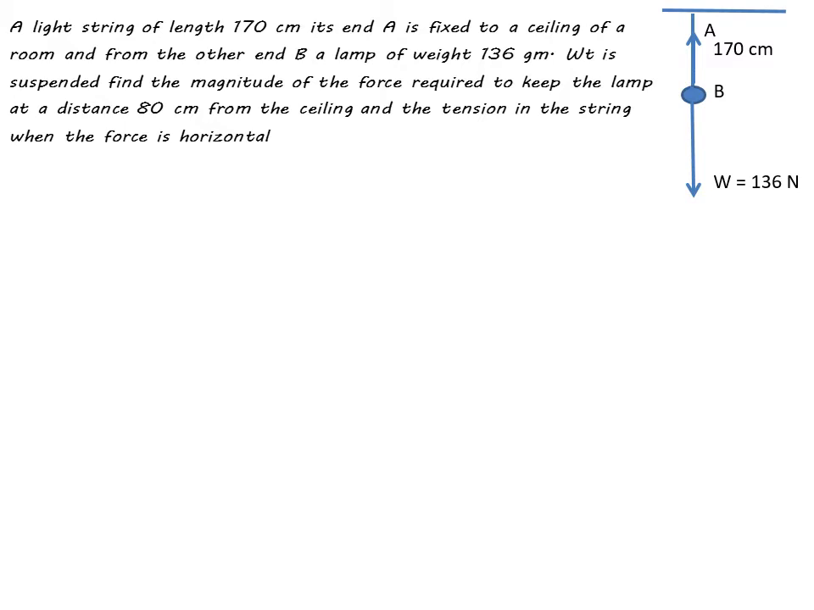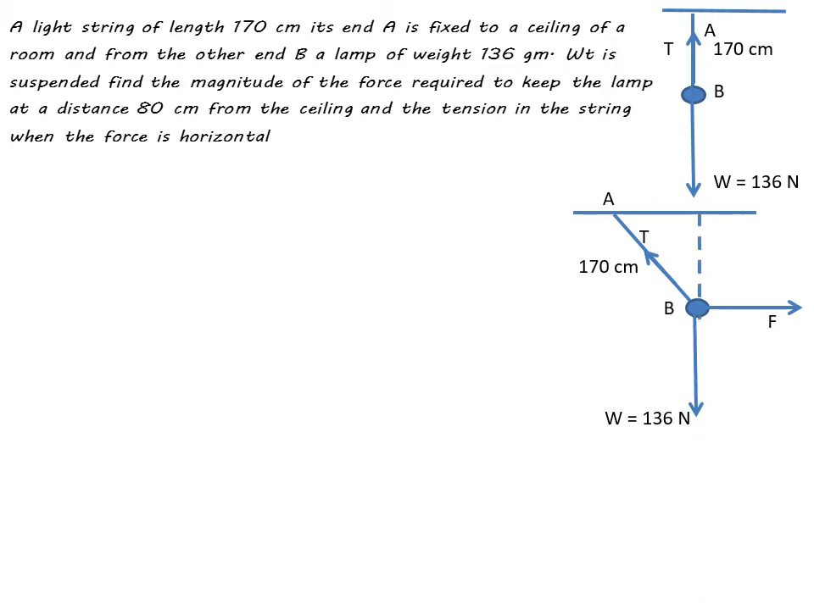Find the magnitude of the force required to keep this lamp at a distance 80 centimeter from the ceiling. That means we have another force acting on the lamp and keeping this lamp at a distance. What does distance mean? Vertical distance or perpendicular distance equal 80 centimeter. So I have here the lamp, and of course the weight acts vertically down and the tension in the string, and we have a horizontal force. This horizontal force keeps the lamp at distance 80 centimeter from the ceiling.